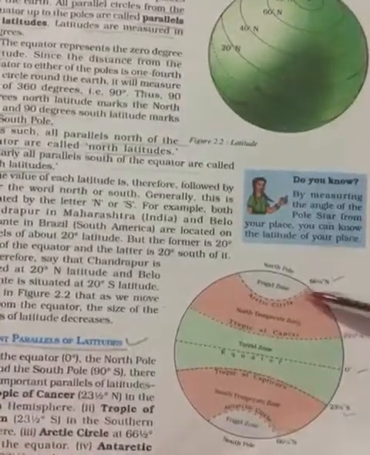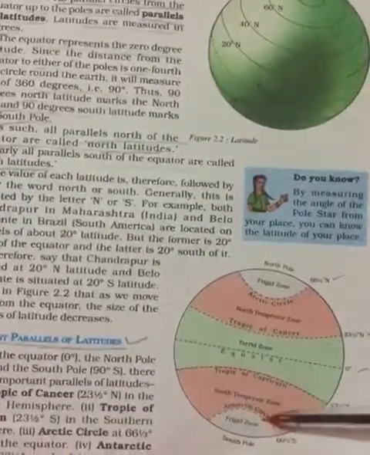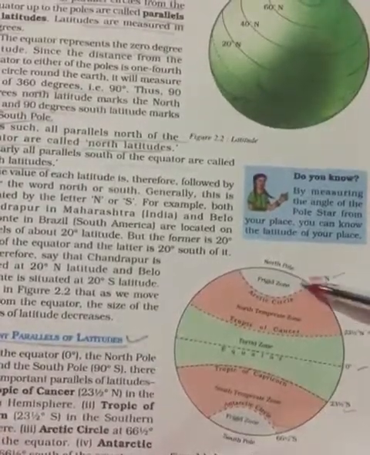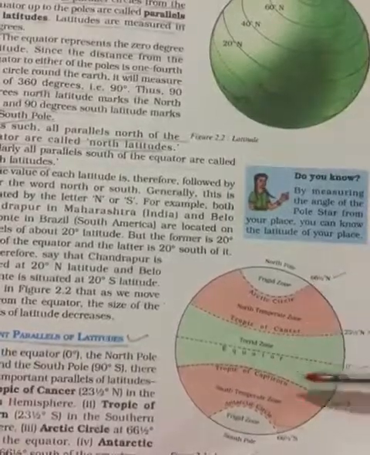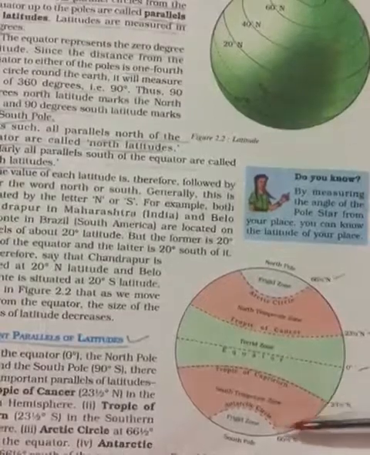Next is the frigid zone. This one and this one. The region between the Arctic Circle and the North Pole, and between the Antarctic Circle and the South Pole, is called the frigid zone.